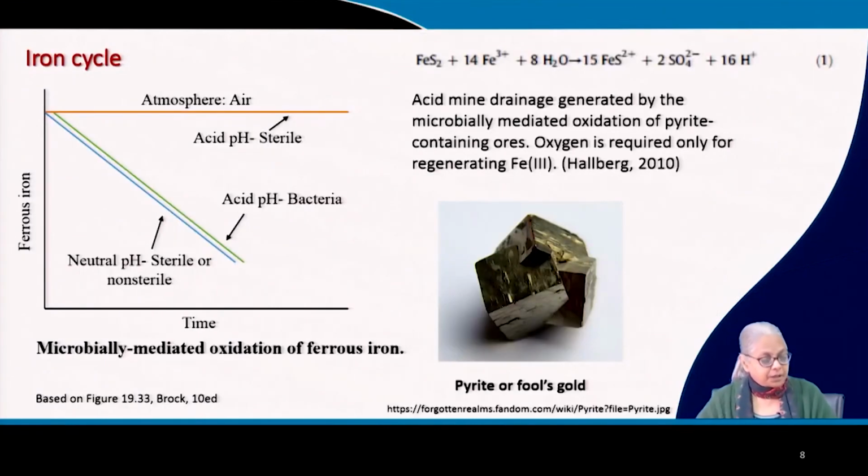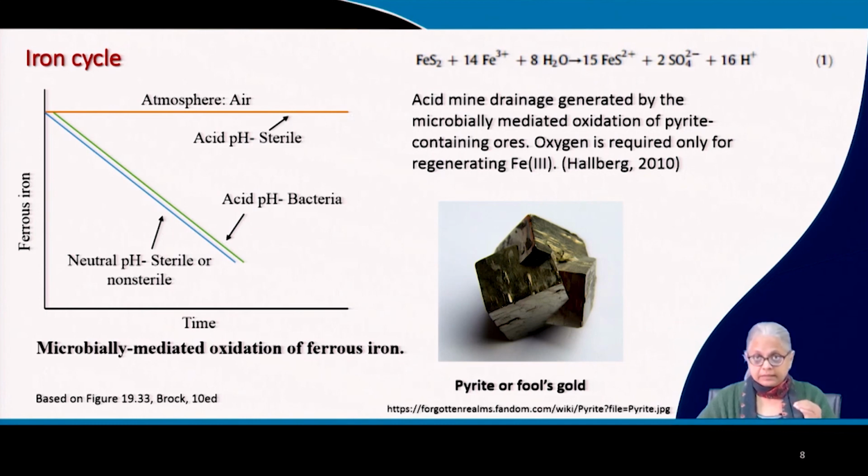So here is an example of this particular iron oxidizing species, Thiobacillus ferrooxidans. This is a very neat experiment that shows you how iron is being converted under neutral conditions from ferrous iron to ferric iron. So, under neutral pH, whether the sample has bacteria or no bacteria, there is spontaneous oxidation to Fe3+.